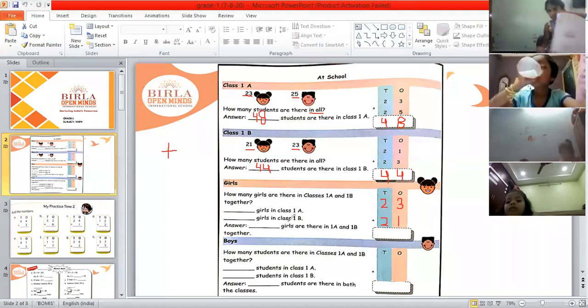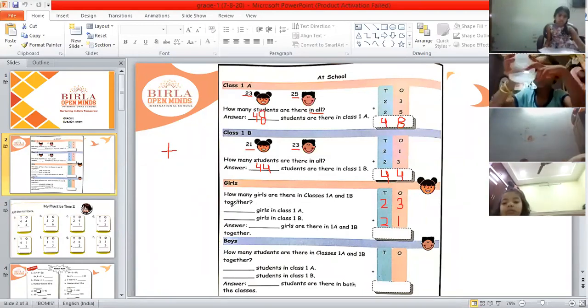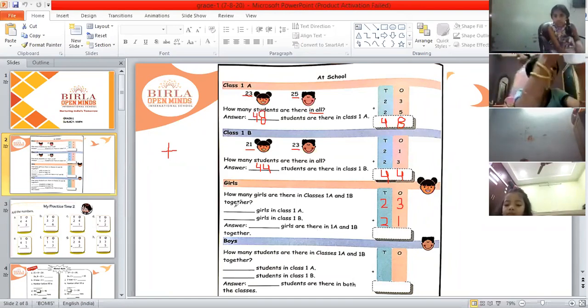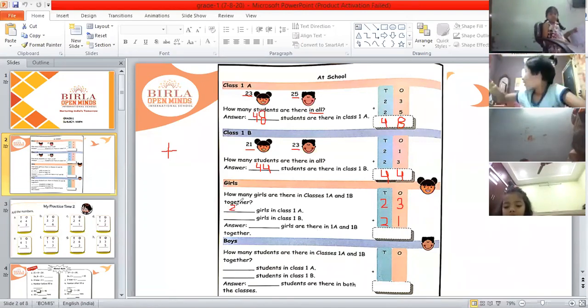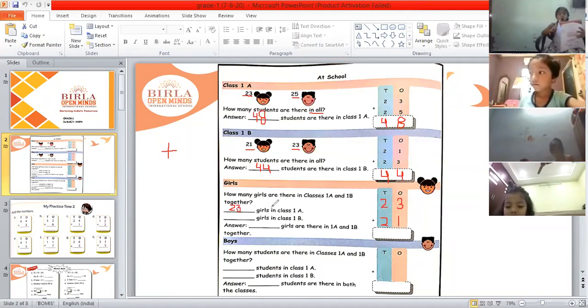Okay, children. So now see here in this blank space, you have to write how many girls are there in class first B. So how many are there, children? You can see here. 23 girls are there. So you have to write here 23 in this blank space. Brinda, please pay attention. And how many girls are there in first B? In first B, there are 21 girls. So we will write here 21.